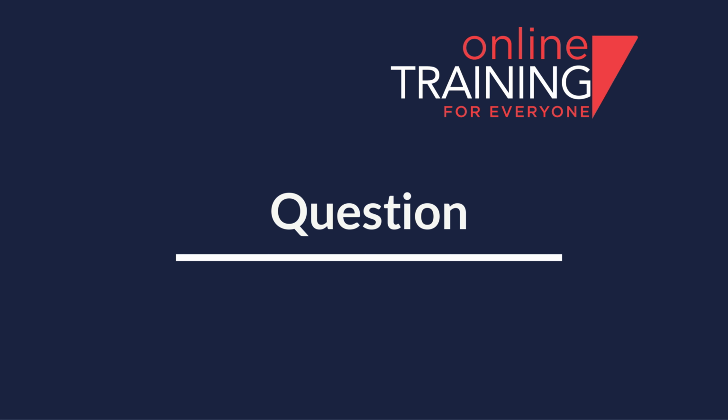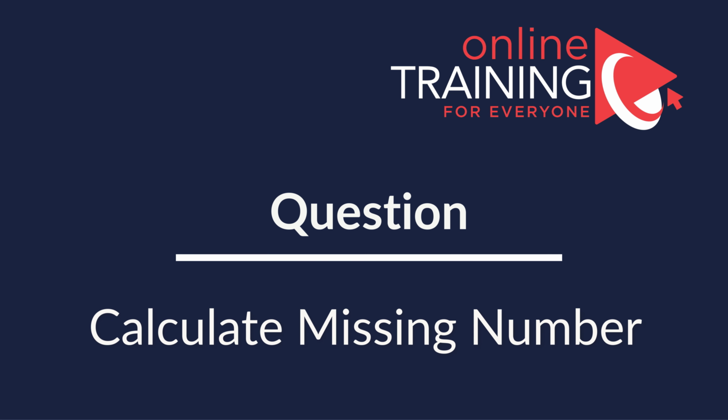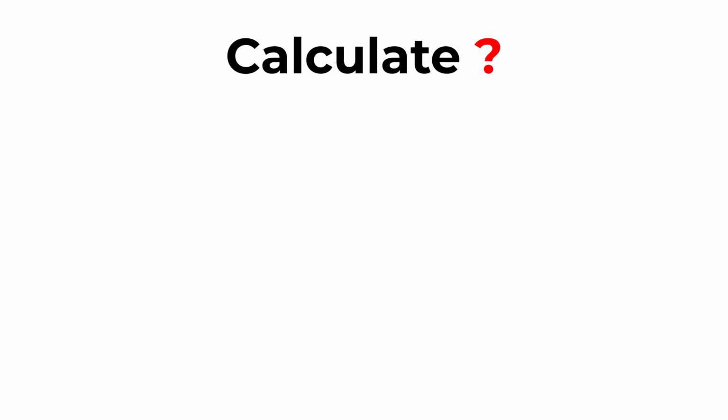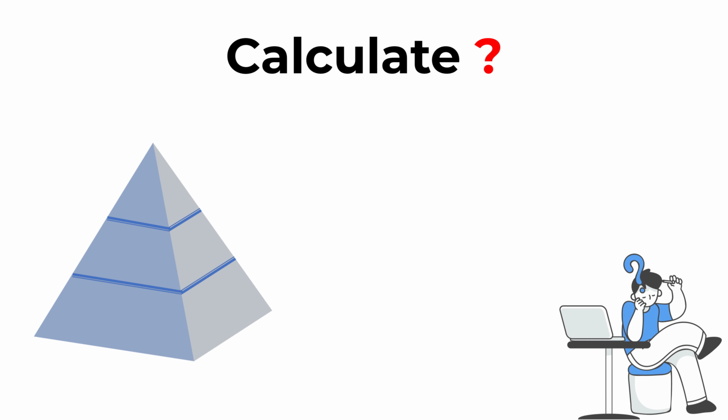Here's a cool question you frequently see on the test. You need to calculate the question mark, and you're presented with a 3-layer pyramid. On the bottom layer, you have numbers 8 and 2. On the middle layer, you have numbers 4 and 6.